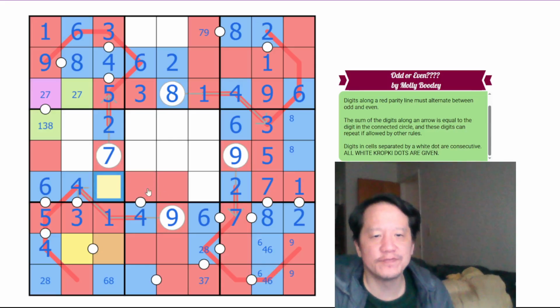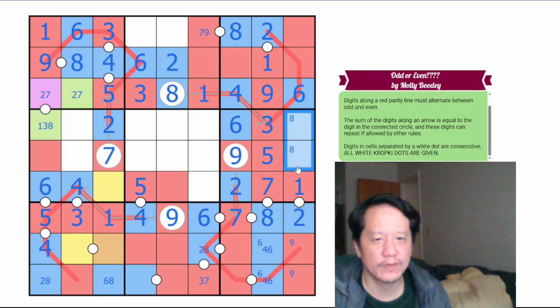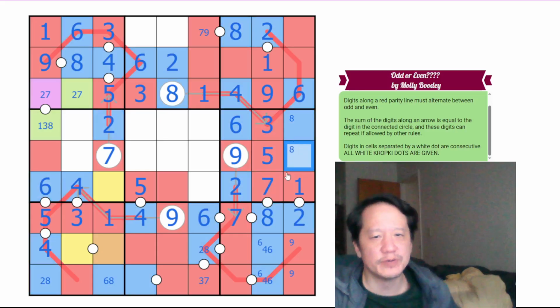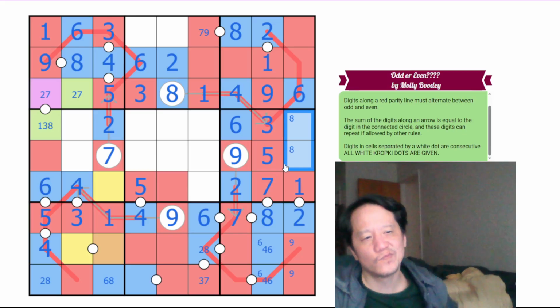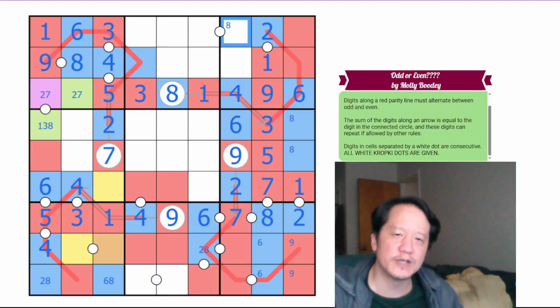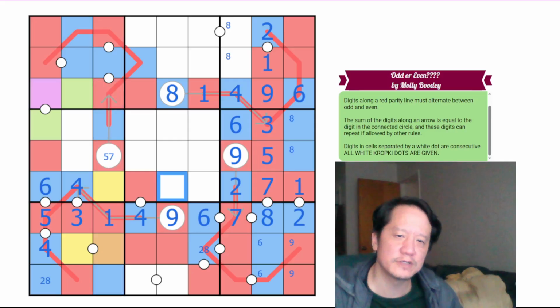This has to be 5 here. This is 4 and 8. 4 cannot be next to either of these because they would be consecutive with both of them. Wait, why did I assume that's 1 and 4? That's where I screwed up, I think. It can't be 1 and 4. It has to be 1 and 6.